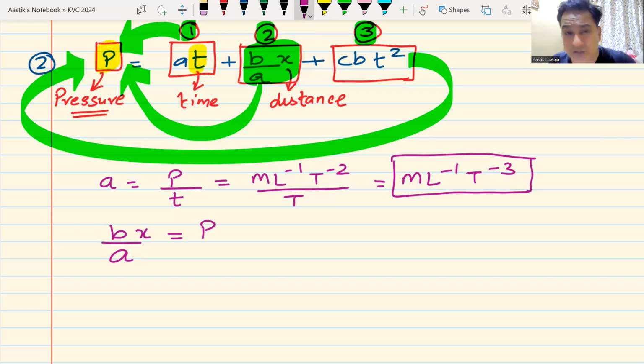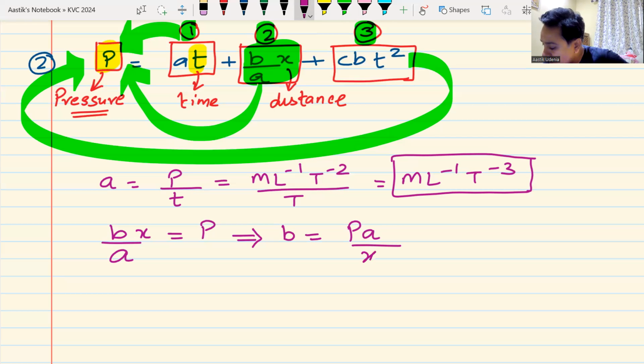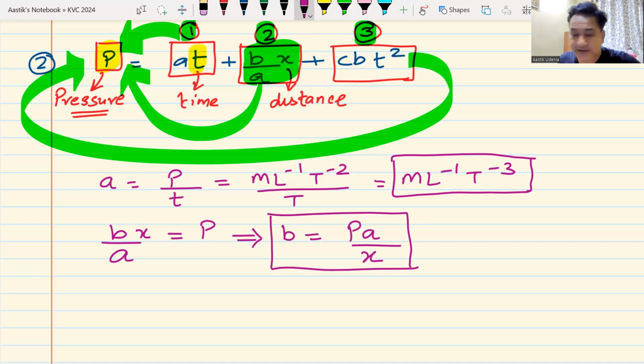Remember, I'm not talking about the value of these things. I'm only talking about the dimension of this thing. From here, I can find out the dimension of B. Dimension of B will be equal to P multiplied by dimension of A divided by the dimension of X. Do we understand this? I've just cross multiplied it. Yes or no? Great. Now you can do the rest of the part.